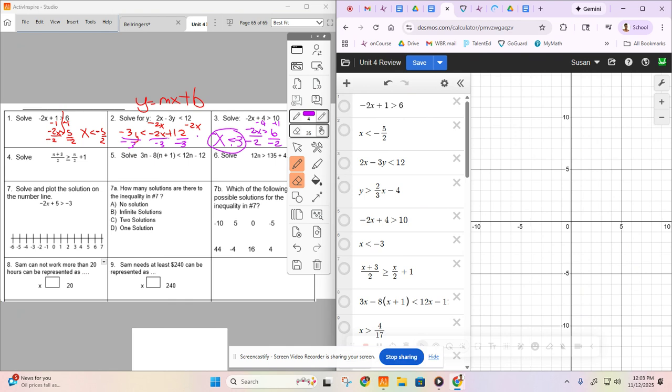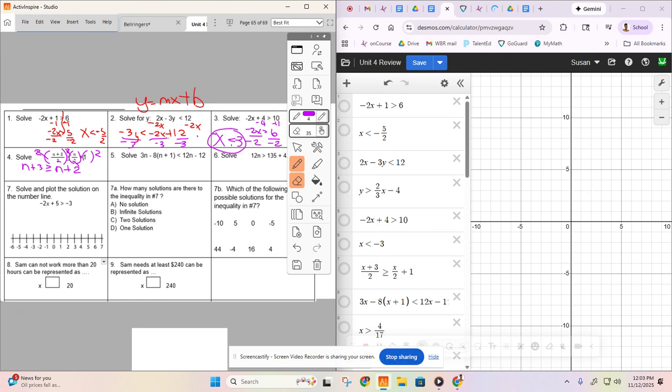Number 4. Remember, if you're using Desmos, you're going to have to change this to be x's. But the first thing I need to do is clear my denominator of 2, so I have to multiply every single thing by 2. These 2's cancel. I'm left with n plus 3 is greater than or equal to. These cancel. I get n plus, and when I multiply 1 times 2, 2.